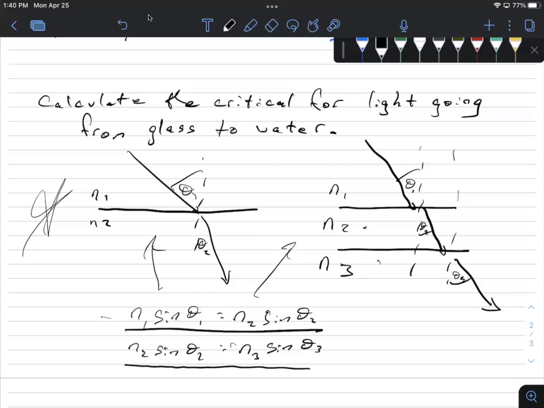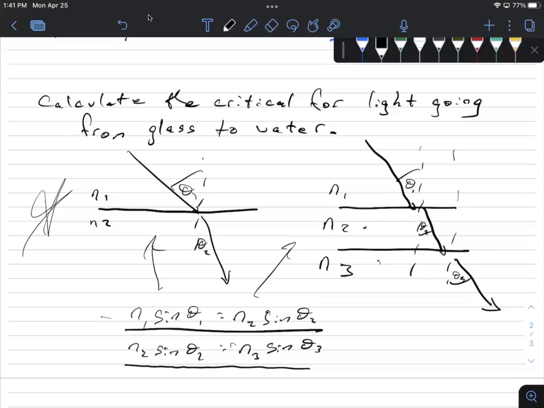Okay, so they're all different in some way. Some have more layers, some have only 2 layers. Some you're looking for critical angle, some you're looking for angle of refraction. Every single one of them is set up the same way. Snell's law is the equation. You plug in the stuff you know, and for the one thing you don't know, you solve for that one thing.